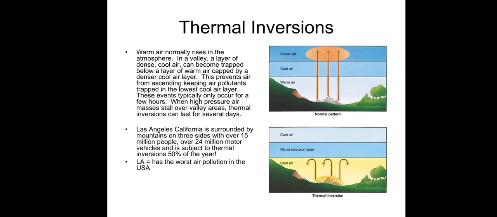Thermal inversions. Warm air normally rises in the atmosphere in a valley. A layer of dense cool air can become trapped below a layer of warm air capped by the dense air layer. This prevents the air from ascending, keeping air pollutants trapped in the lower cool air. These events typically only occur for a few hours. With high pressure air masses over valleys, thermal inversions can last for several days.